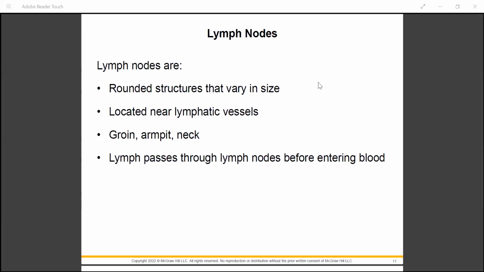These lymph nodes have a higher concentration of white blood cells, namely phagocytic white blood cells that are able to get rid of foreign material, viruses, bacteria, and cells of our own bodies that are not functioning well or are damaged. So we're trying to clear out all the junk before it gets back to the heart.